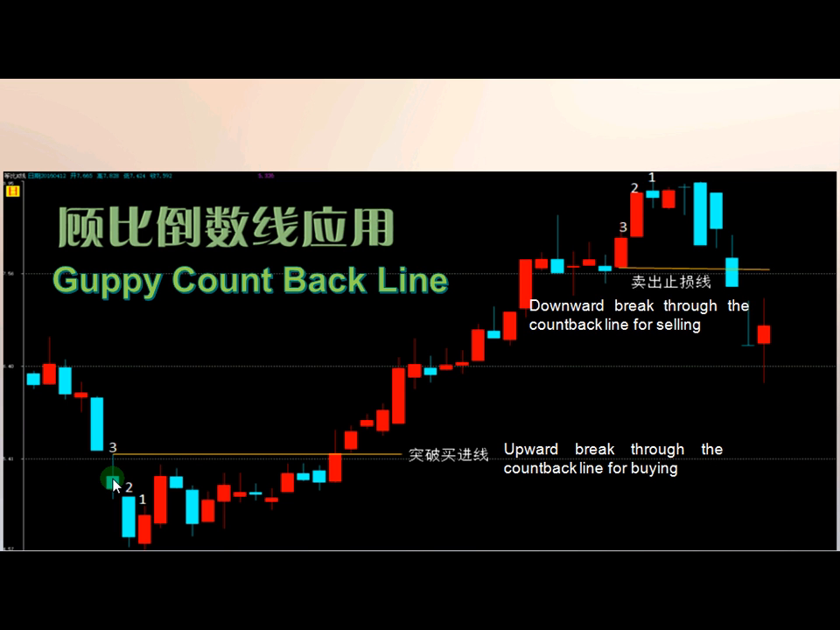Okay. So if we know that, we can confirm that this is the 1, the 2, the 3. If you confirm that this is the 1, 2, 3, this is the count back line. The high price, and we can draw the line. If the price can go upward, break through this one, buy or not? Buy. Okay. So this is the first one.